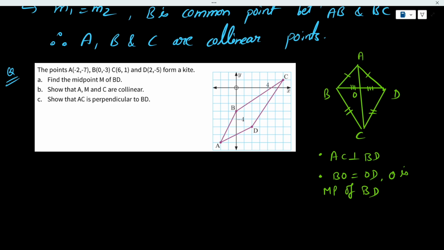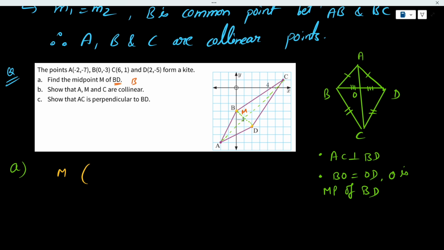Now let us see here, because in this question the graph is given for kite ABCD, and the coordinates of ABCD are also given. How are you going to find the midpoint? If they are saying here the midpoint is M, by drawing you will not do it. Remember, you need to use the midpoint formula. And what is your midpoint formula? It is x1 plus x2 over 2. So M coordinates are going to be here. B and D are the endpoints, and M is the midpoint of BD.